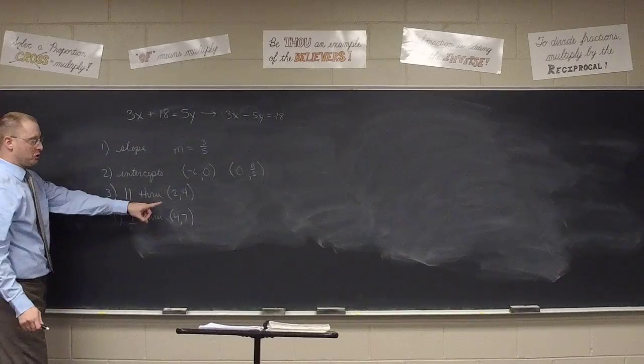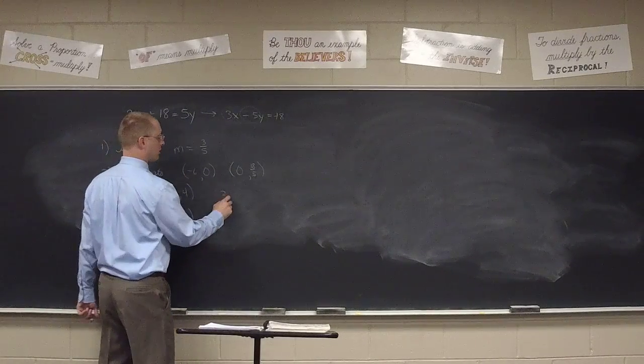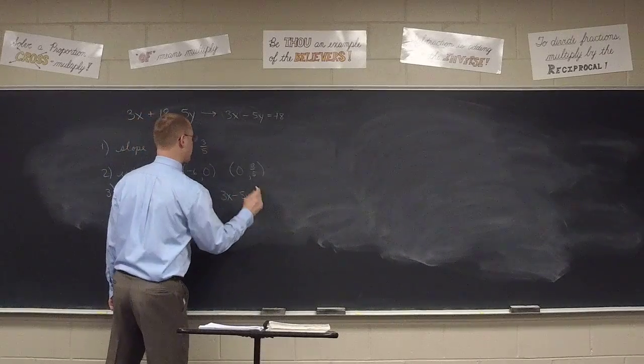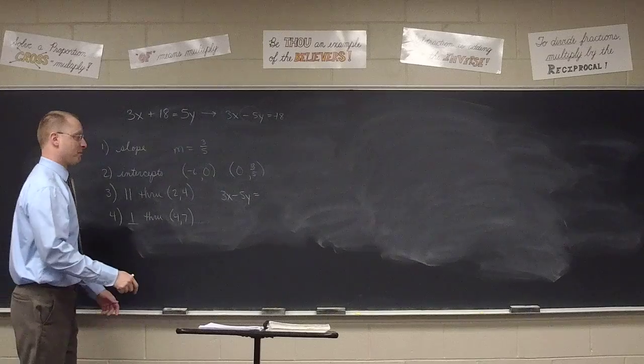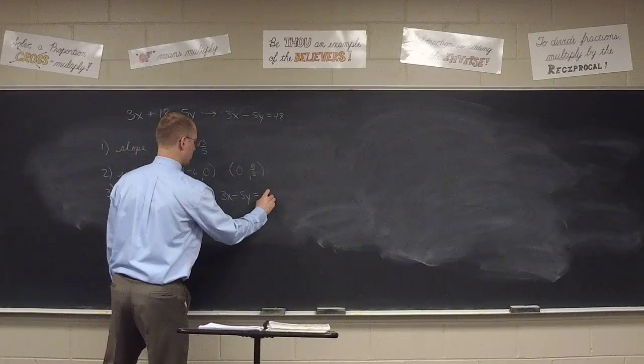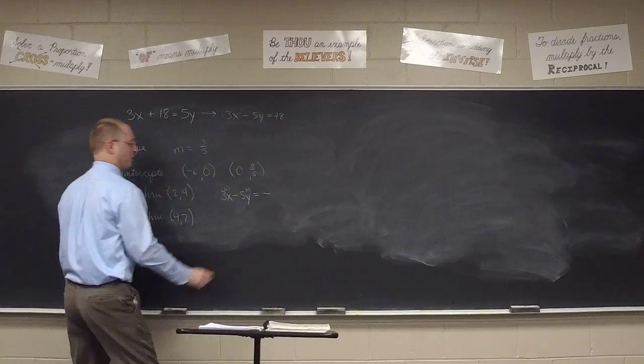A parallel through 2, 4. Well, I already know how that parallel is going to start, Jamie. 3x minus 5y equals something. And when I plug in the 2 and the 4, I end up getting what for my something? Negative 4. When I plug in the 2 and the 4? Oh, negative 14. Negative 14, there we go.